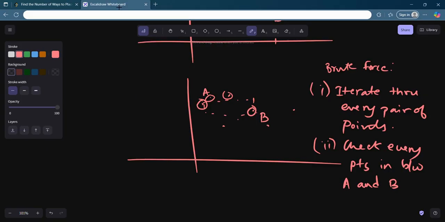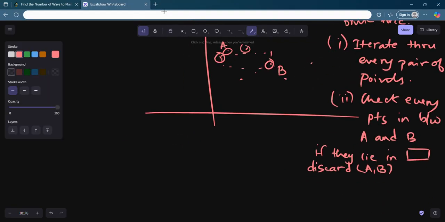And if they are lying in the rectangle inside A and B, then discard A and B as the possible answer. You can discard A comma B as a possible answer. Now, how will you check whether they lie in the rectangle or not? I guess that is also very simple to devise.